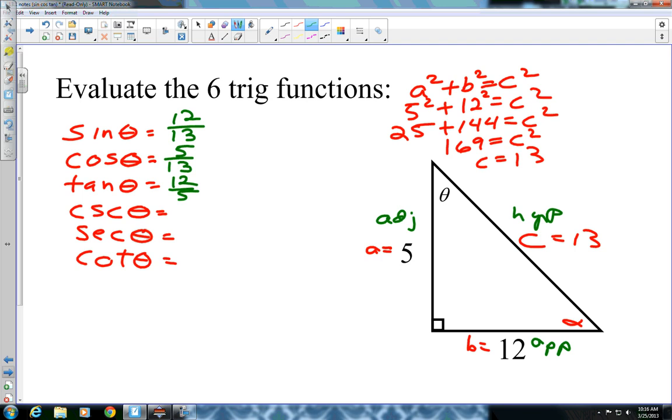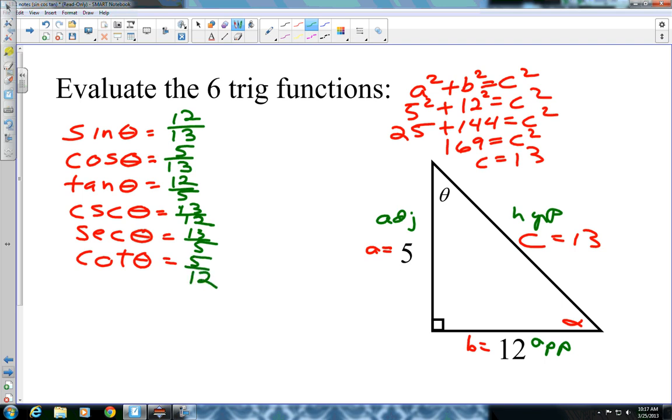Cosecant of theta is the reciprocal of the sine of theta. That's really easy. So it's the hypotenuse over the opposite, so it is 13 over 12. The secant of theta is the reciprocal of the cosine. So it's hypotenuse over adjacent, 13 over 5. And the cotangent of theta is the reciprocal of the tangent, so that will be 5 over 12.